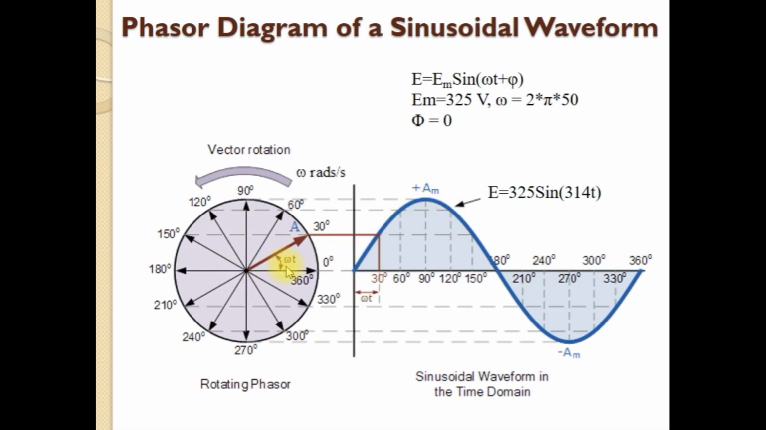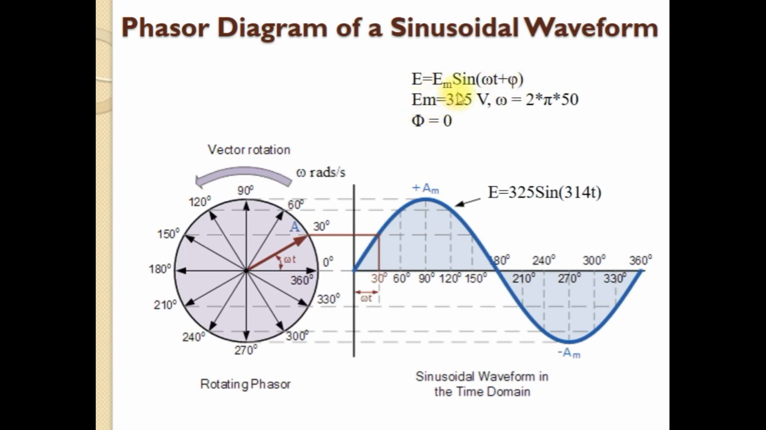angular velocity of omega t, which is equal to the angular velocity of the sinusoidal waveform. And the length of this phasor, or length of this vector, is proportional to the maximum value of the sinusoidal waveform. In this figure, we have plotted the variation of this waveform, e equal to Em sin(omega t plus phi), which is the most general representation of a sinusoidal voltage.